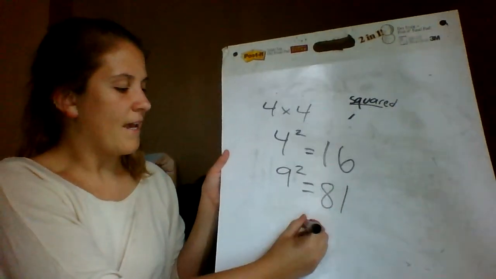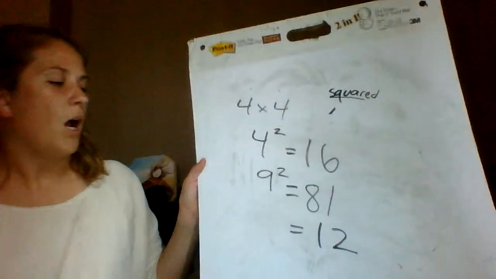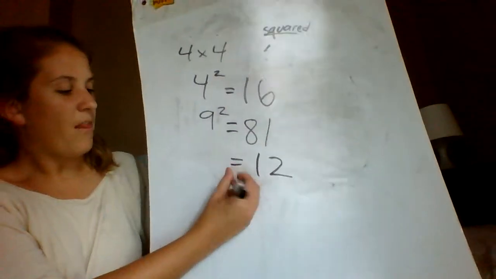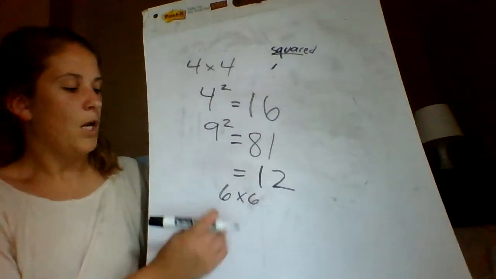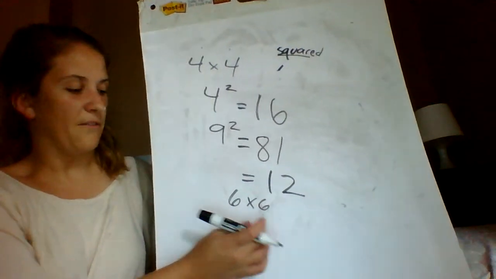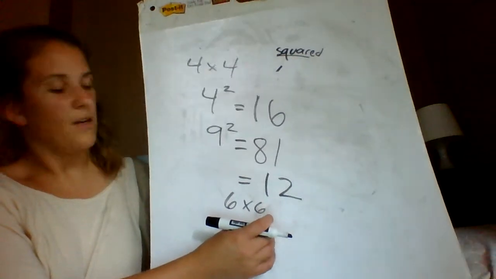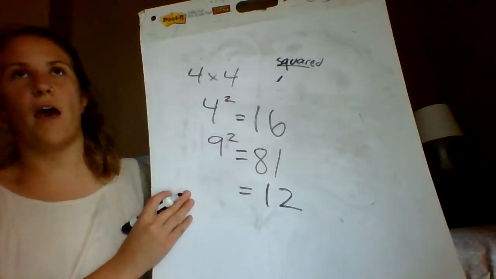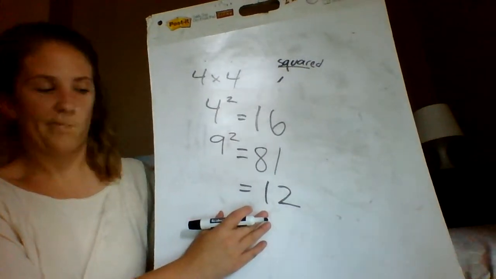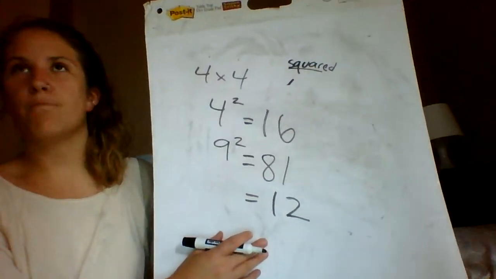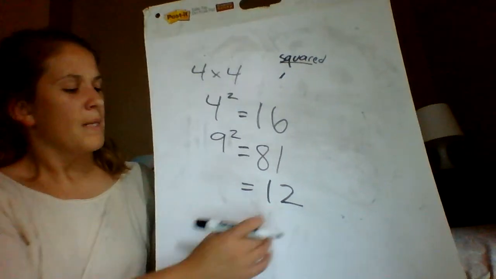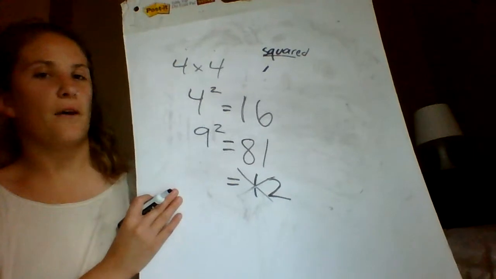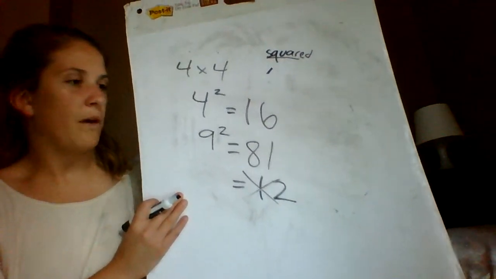What if I say 12? Are there two numbers that we can multiply by itself to get 12? We might think 6 times 6. Well, I know 6 plus 6 is 12, but 6 times 6 equals 36. Ooh, that doesn't work. 5 times 5? No, that's 25. 4 times 4? 16. 3 times 3? That's 9. So 12 is not a perfect square. There's no number that I can multiply by itself twice to give me 12.